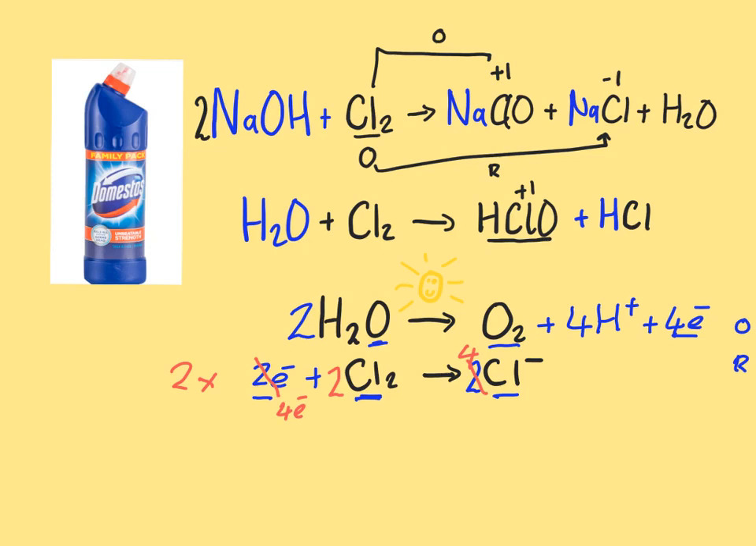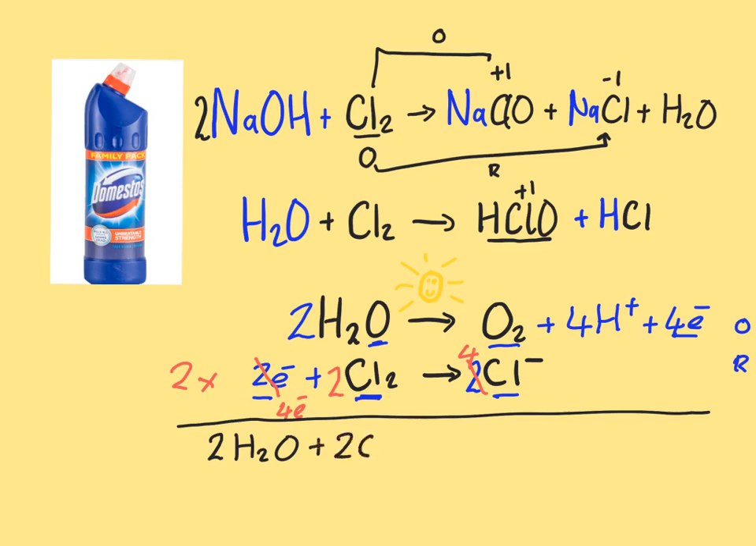We can now add together the two half equations to show us what happens to chlorine and water in the presence of sunlight. So we have 2 water molecules and we have 2 moles of chlorine molecules reacting to form oxygen gas and 4 hydrogen ions and 4 chloride ions, which makes 4 moles of hydrochloric acid.